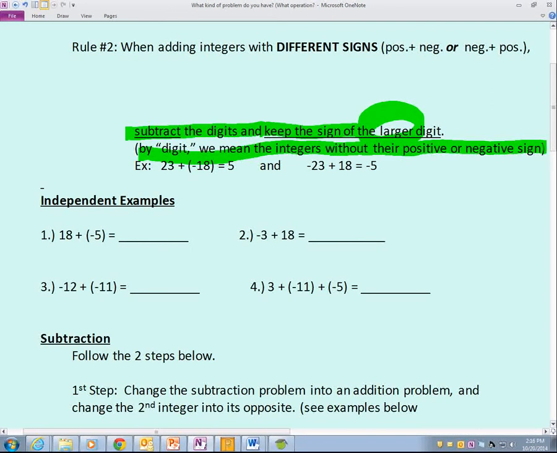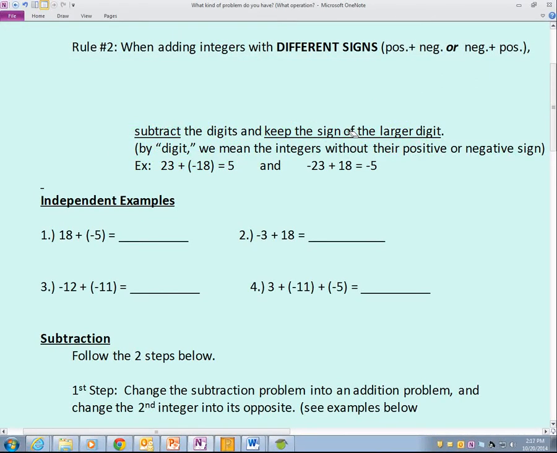For example, we have 23 plus a negative 18. Now, which one has a higher absolute value, 23 or negative 18? Jace? 23 has a higher absolute value. And is 23 negative or positive? It's positive, so your answer is going to be positive. So we have 23 plus negative 18 is 5.